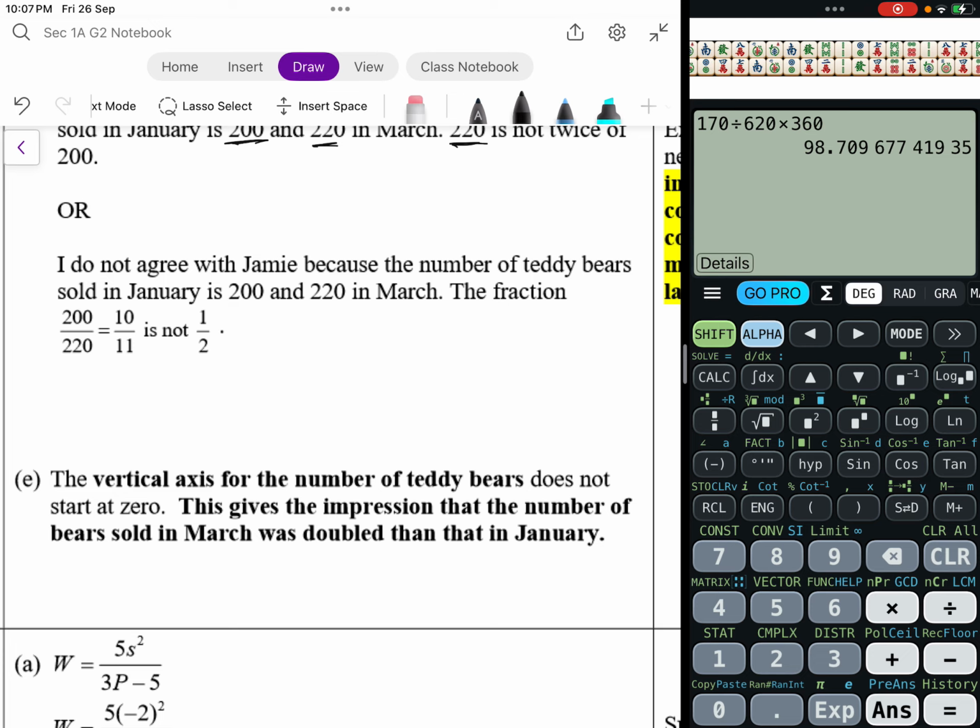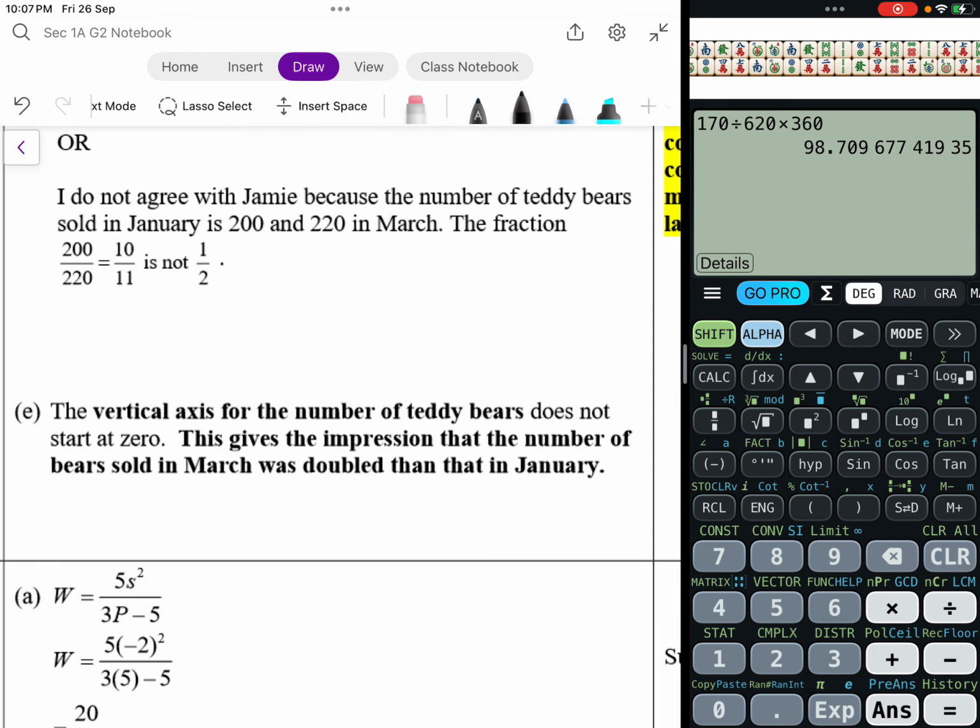Okay, explain one way in which the graph is misleading. Okay, so if you look at the vertical axis, it does not start at 0. This gives the impression that the number of bears sold in March was double that of June, right? Because the bar chart is just a picture, so the picture is not accurate. So you must look at the vertical side.